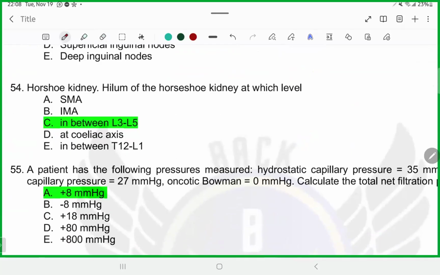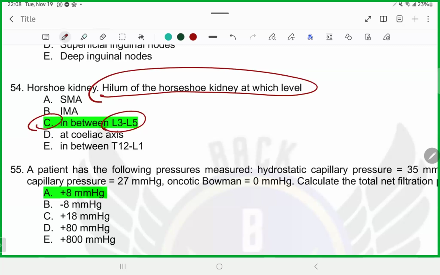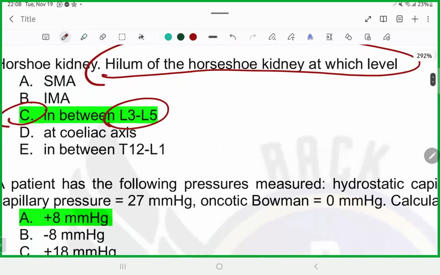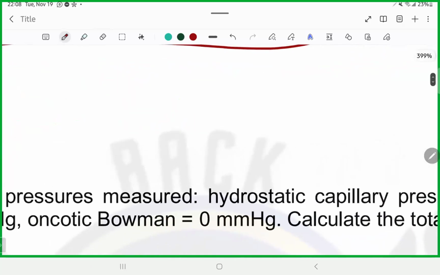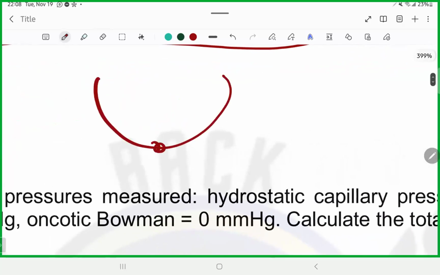Horseshoe kidney, we all know it. Hilum of horseshoe kidney at which level? In between L3 to L5. Why is that? Because just remember, horseshoe kidney is attached at lower pole. Okay, hilum will be here. And it's attached at lower pole.